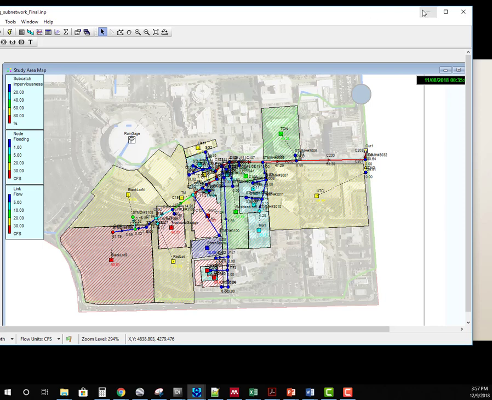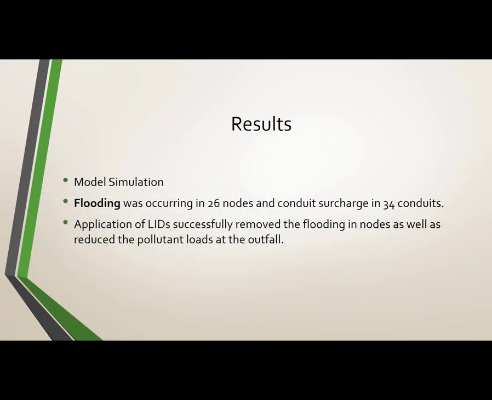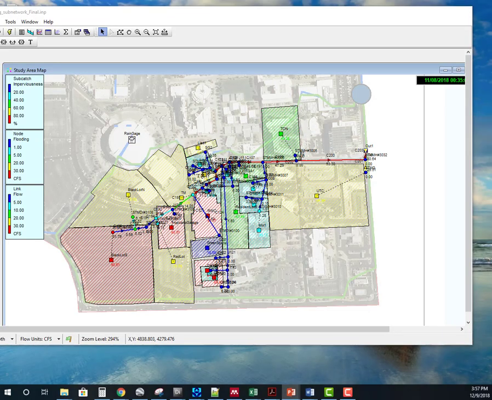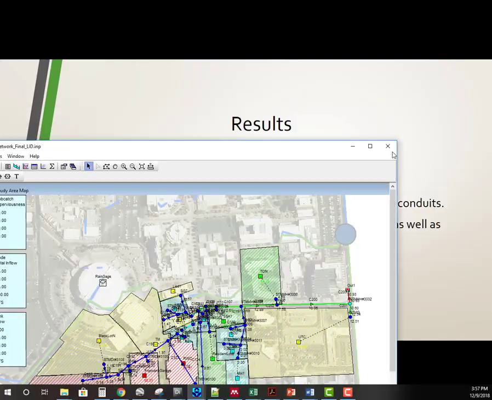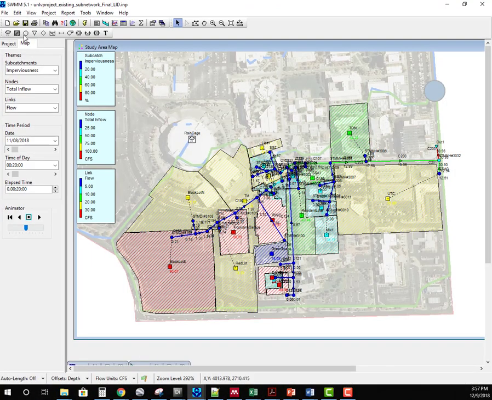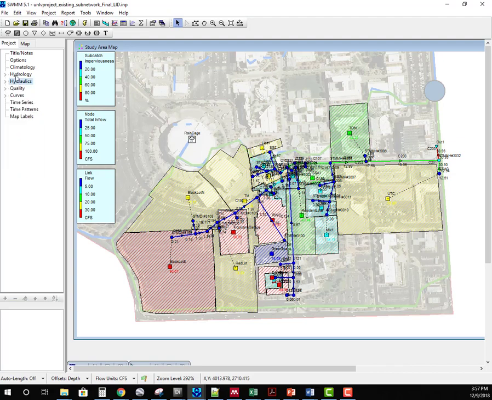So let us go to the model with the LID in place, and this is done by going to the project and then hydrology and LID controls. And as you can see, we are using permeable pavements, roof cistern, which is the rain cistern, roof disconnection and trench retention. So we have a mix of these LID controls in some of the subcatchments and only one or two of them in some of the subcatchments.